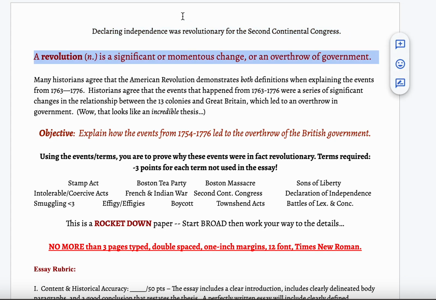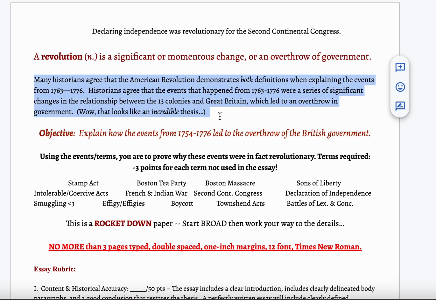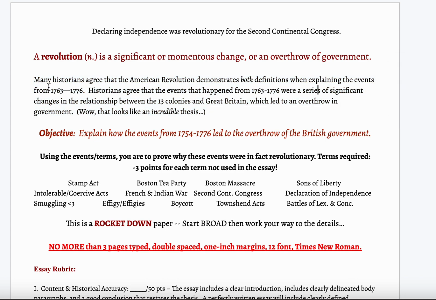Now, as we've said earlier, for forever, a revolution is a significant or momentous change or an overthrow of government. Well, the American Revolution is both definitions. Many historians agree that the American Revolution is both from 1763 to 1776. Historians think that the events from 1763 to 1776, I'm a historian too, were a series of significant events. They were changes in the relationship between the 13 colonies and Great Britain, which led to an overthrow of government. This looks like an incredible sentence you could probably put in your paper.